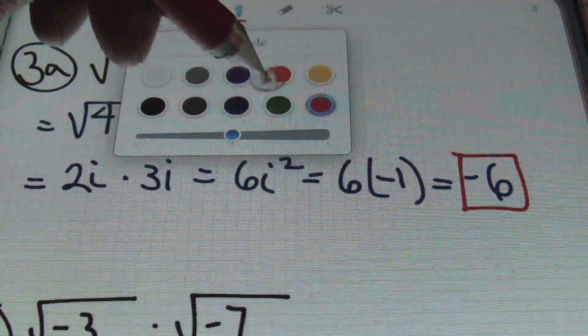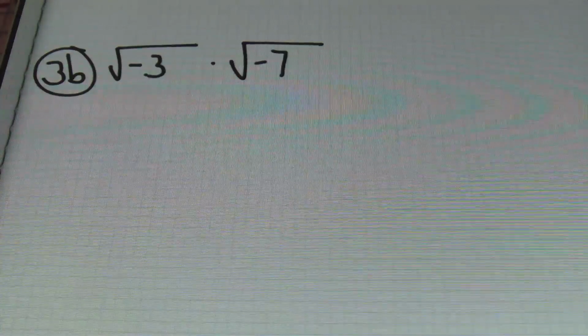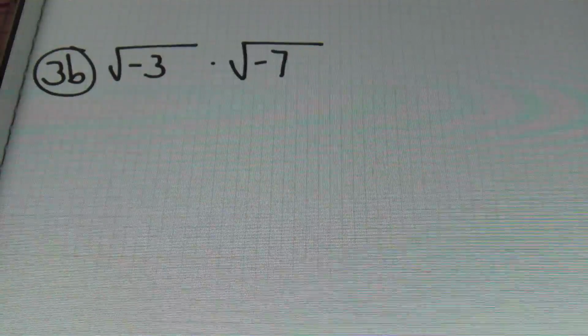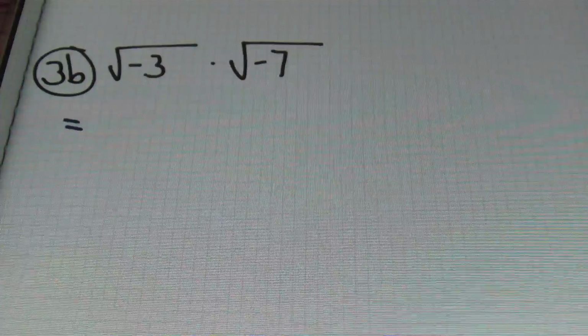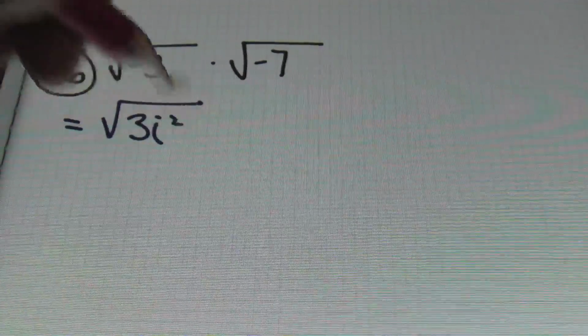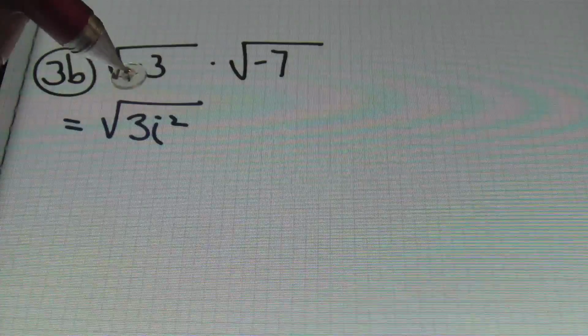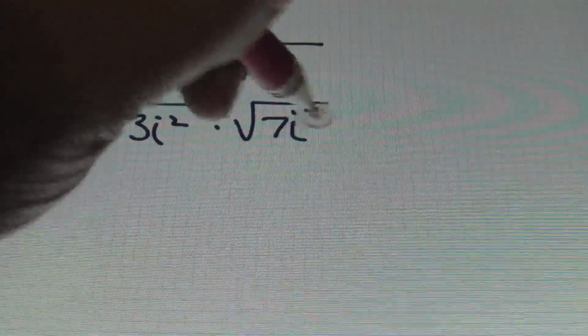In 3b, we'll be looking at the next problem here, which is the square root of negative 3 times the square root of negative 7. Once again, when you begin with an impossibility like the square root of a negative number, go ahead and rewrite that. So we'll rewrite it as the square root of 3i squared, taking that negative 1 and converting it into i squared, times the square root of 7i squared.